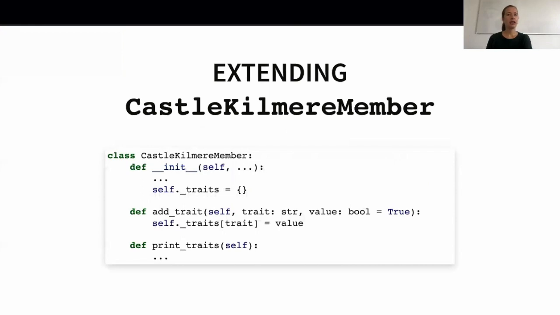Let's say we want to extend the Castle Kilmere member class with a _traits attribute. So we add a new attribute to our dunder init method, which contains the character traits of a Castle Kilmere member. We further add a function called addTrait, which allows us to add attributes to a character, and a function which prints the character traits of an instance.